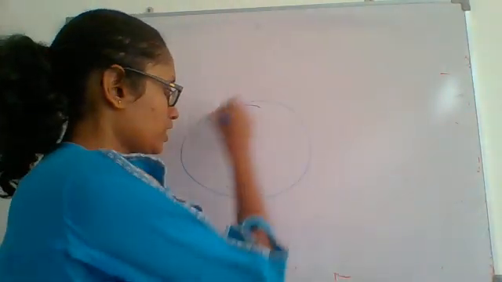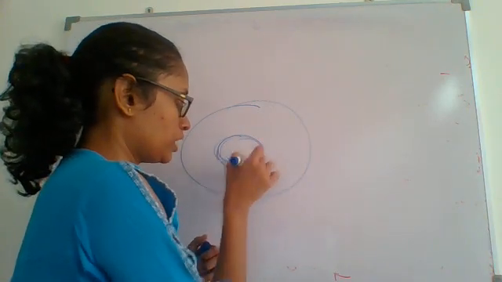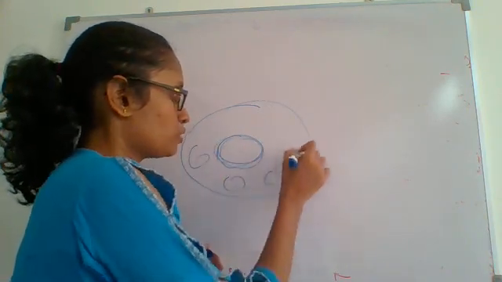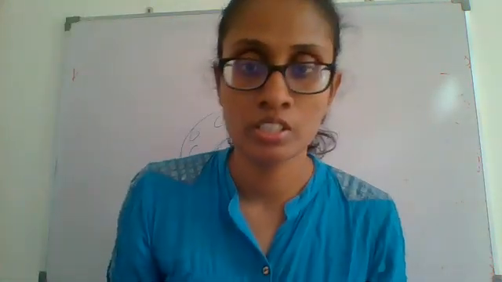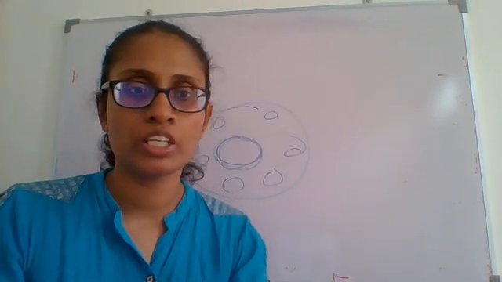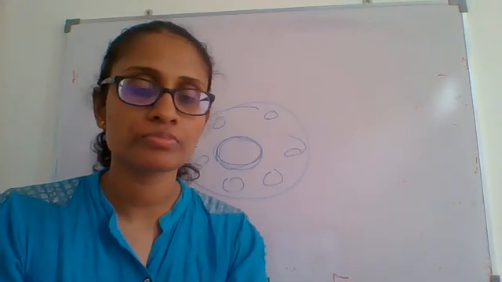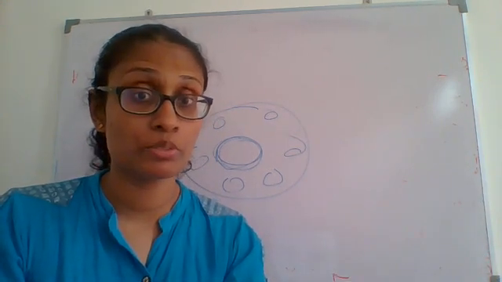Xylem is in the middle of the trunk. When you take a cross section of the trunk, the xylem is in the middle, and the phloem is to the peripheral side of the trunk. Okay, so xylem contains several types of tissues.